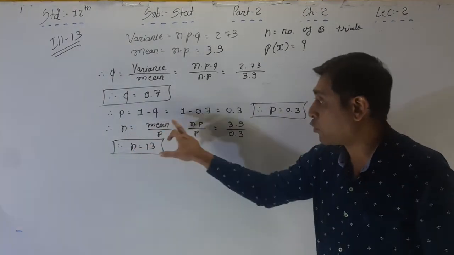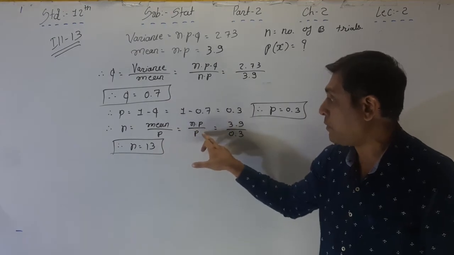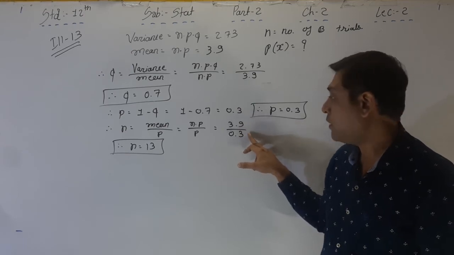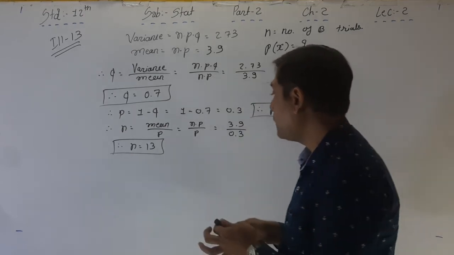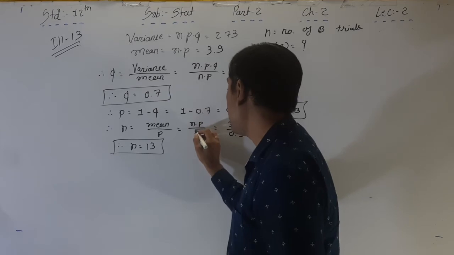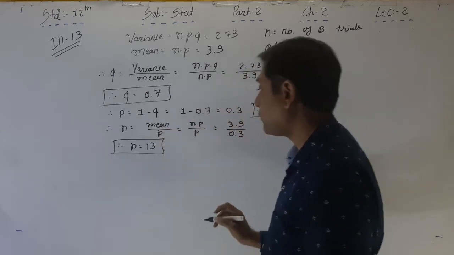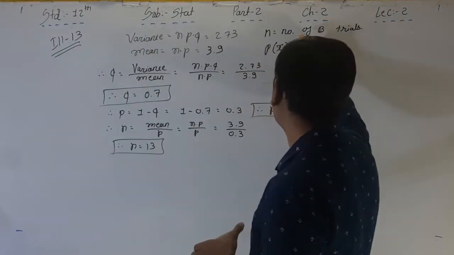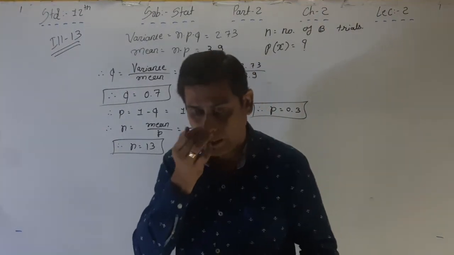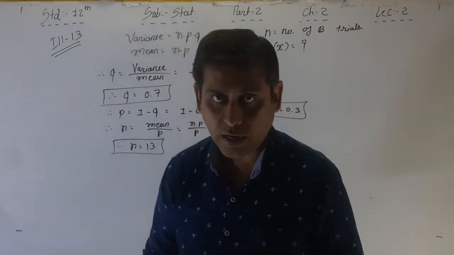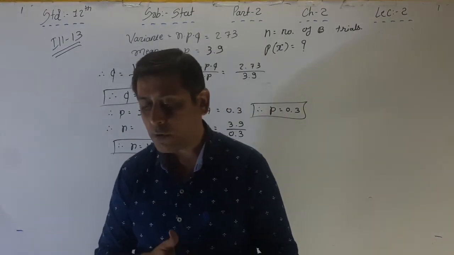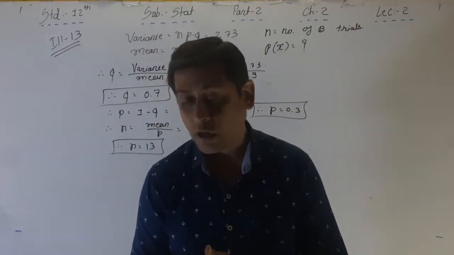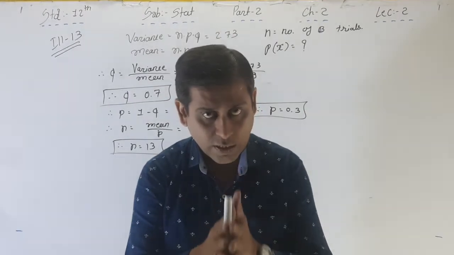And n is equal to mean upon p. Mean is equal to np upon p, p cancels, that's why n is equal to np, which is 3.9, upon p, which is 0.3. So here n is equal to 13. So your first question answer, find out the number of Bernoulli trials. Write down that answer: thus the number of Bernoulli trials conducted in this distribution is 13. Right? Write down this.